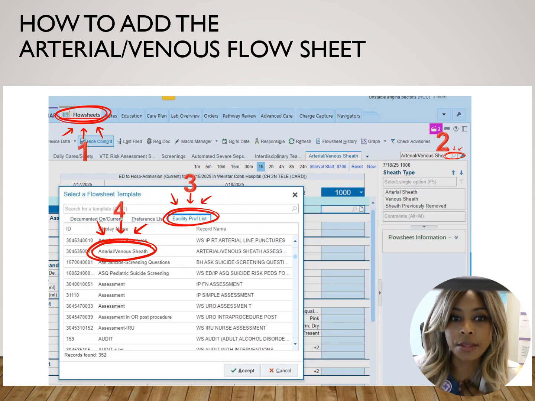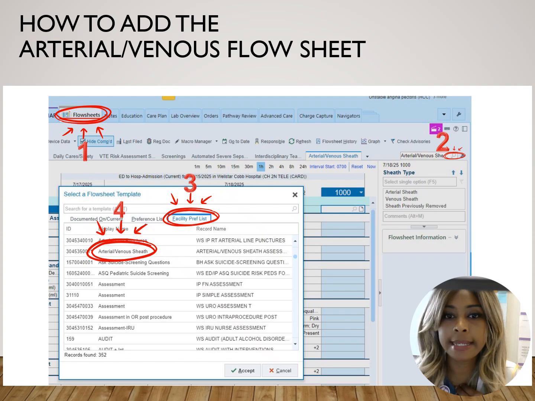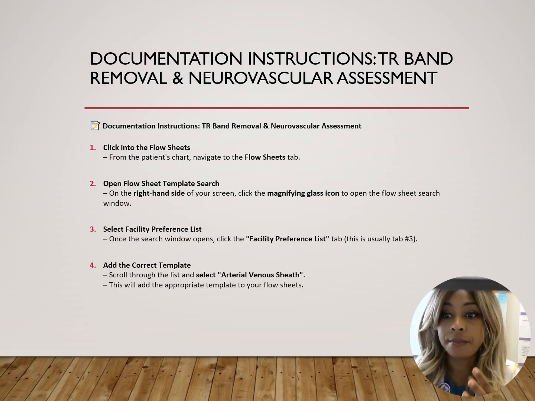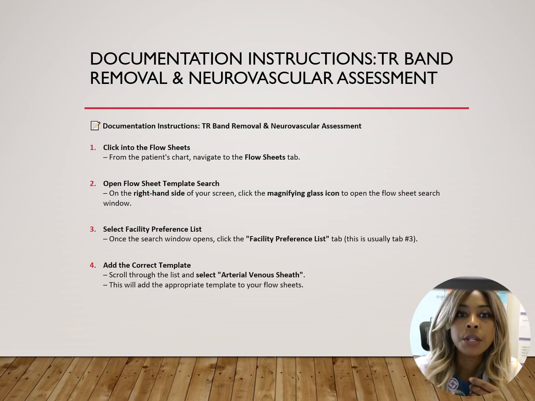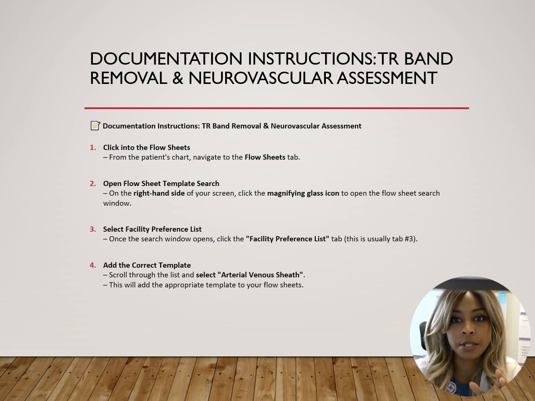arterial venous sheath. Okay, assessment, and then we're going to hit over here the accept button. Once we hit the accept button, we will get that flow sheet. So this right here is just a little cheat sheet going back over how to add the flow sheet. I won't go into detail just because we just talked about it, but you can screenshot this or whatever you need if you would like a quick reference.